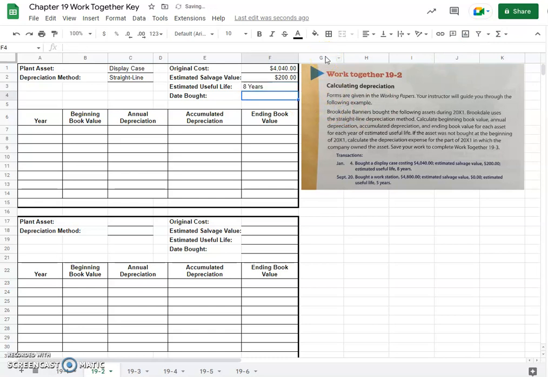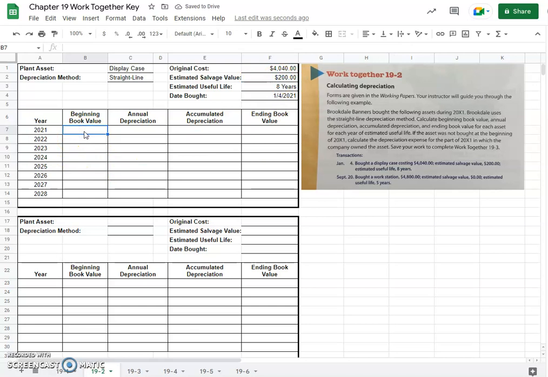And the date bought. This was January 4th. So it is the beginning of the year, essentially. So we'll have all of 2021, 2022, and we'll just go the third year, fourth year, fifth year, sixth year, seventh year, eighth year. Drag that down. So we'll go 1 for 2021 as the date bought. And it just bothers me that that's aligned that way. So we'll put it over there.